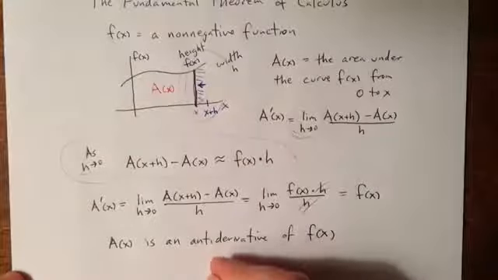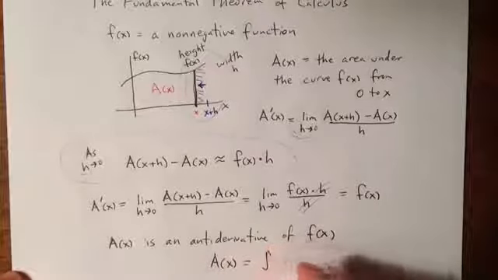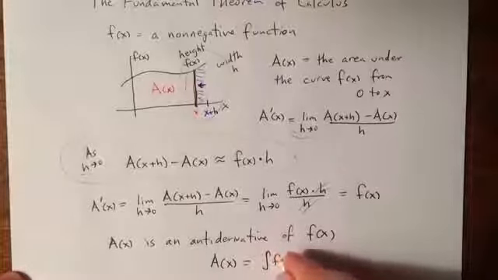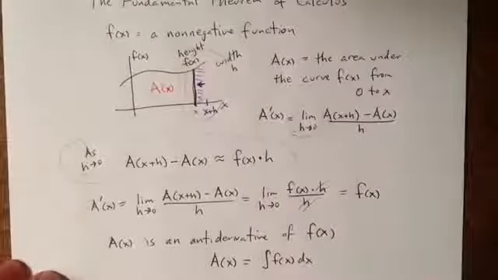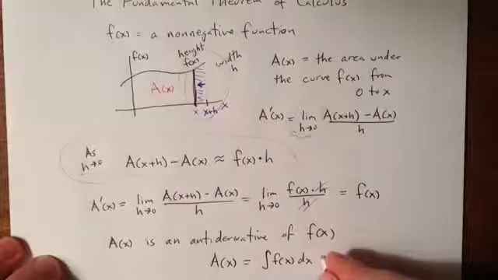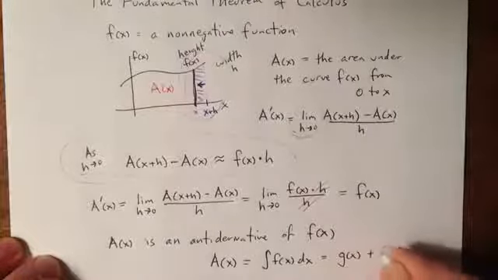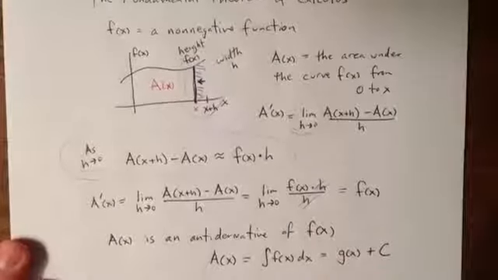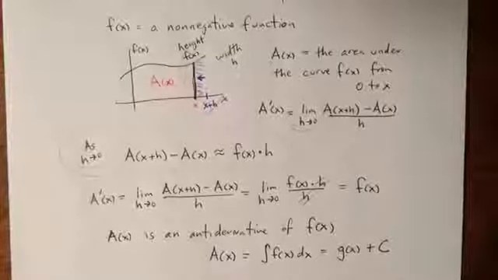And symbolically, that means that A of x equals the indefinite integral f of x dx for some arbitrary constant. So there's some antiderivative function g of x of f of x plus some specific c that gives us the value of that area function. So if I can take an antiderivative of my function f of x, there's some arbitrary constant that would correspond specifically to that area function.